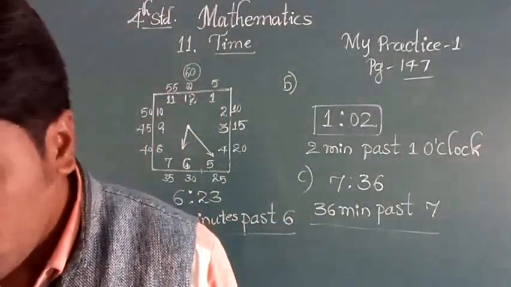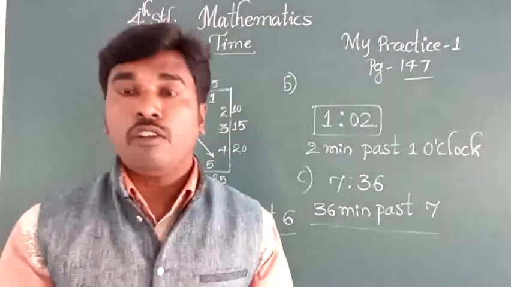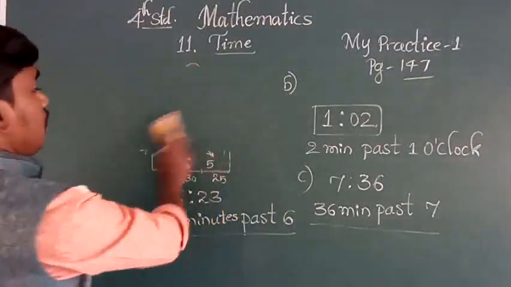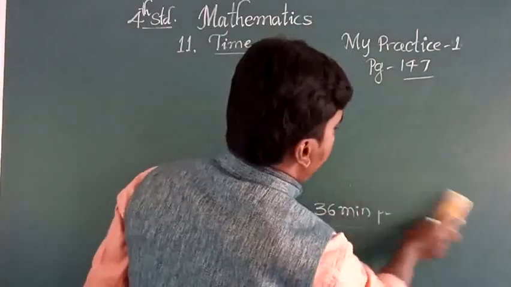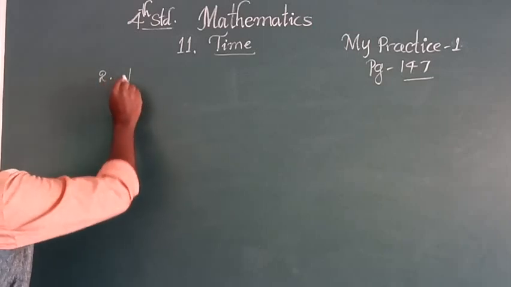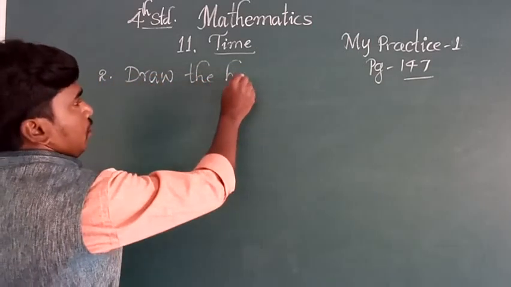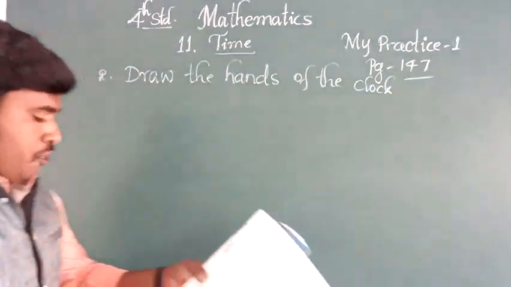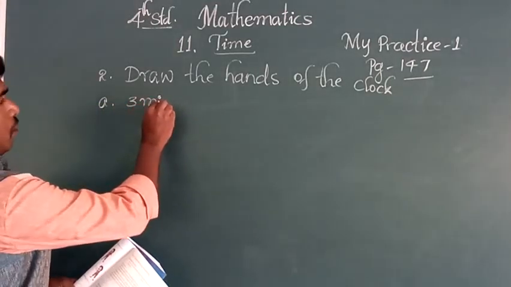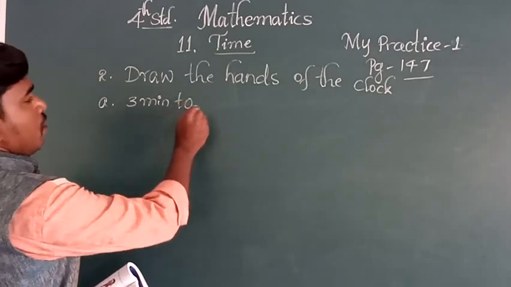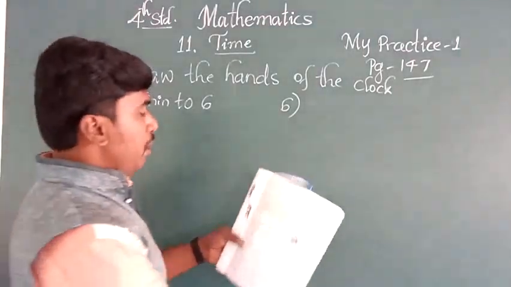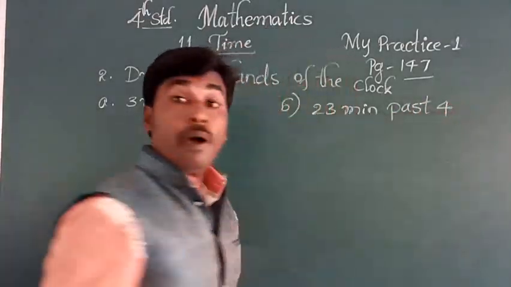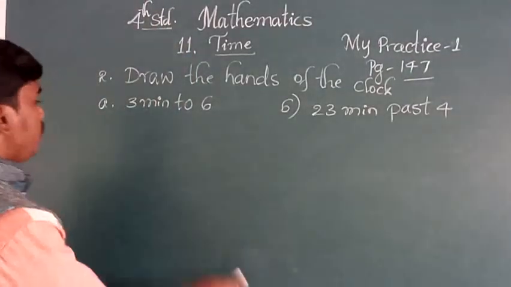Next is draw the hands of the clock. Draw the hands of the clock to show the exact time. Now I'm proceeding to the second one. Draw the hands of the clock. The first time is 3 minutes to 6. B, the second one, is 23 minutes past 4. Past means it completed. To means remaining. So first you need to draw the clock.